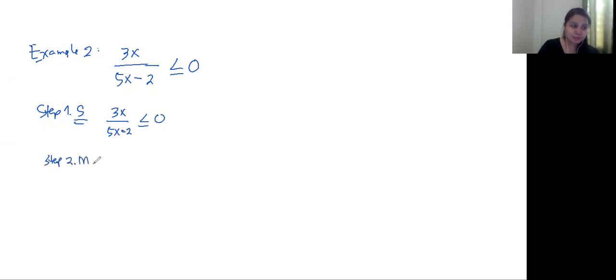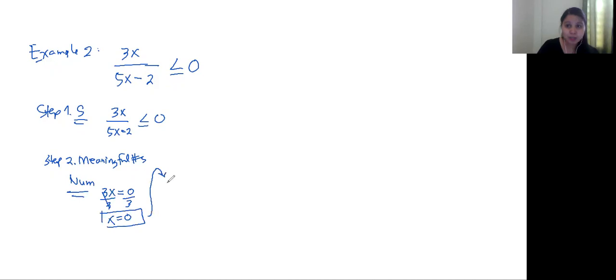Step number 2 is M. We need to solve for the meaningful numbers. Let's start with the numerator. For the numerator, that's 3x equals 0. Divide all by 3, so x is equal to 0. After solving for the meaningful number, we need to substitute it to our original inequality. So we have 3 times 0 over 5 times 0 minus 2. That's 0 less than or equal to 0.